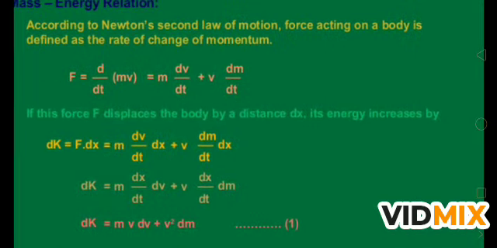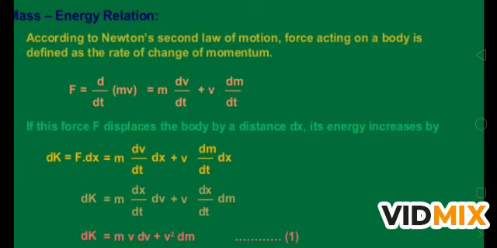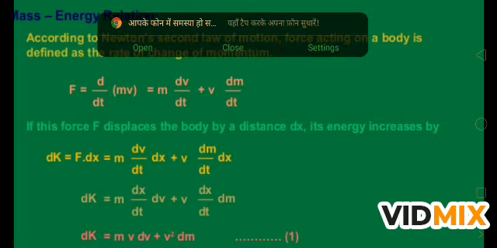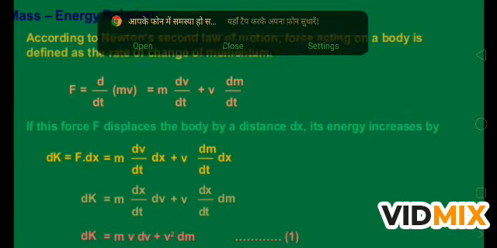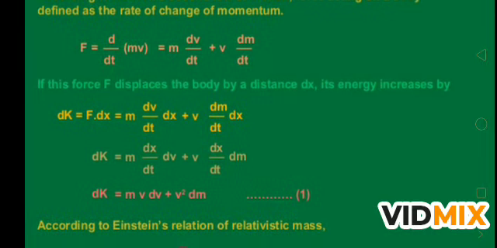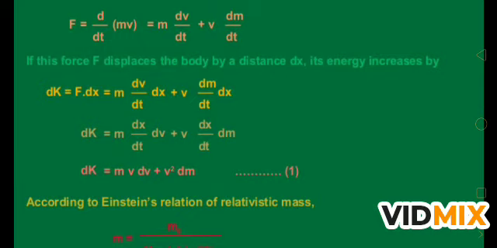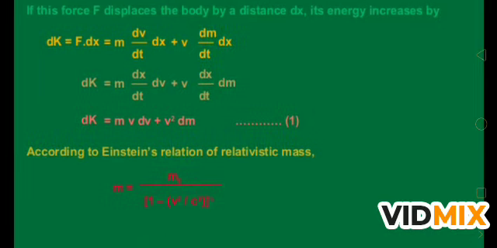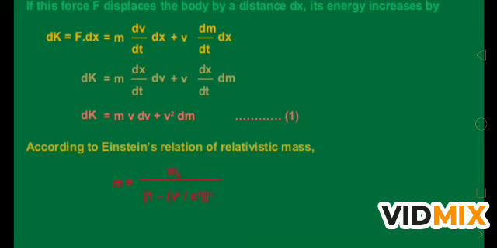Now, what is the mass energy relation? According to Newton's second law of motion, force acting on a body is defined as the rate of change of momentum. So F is equal to d by dt of mv, which you simplify to m dv by dt plus v dm by dt. If the force F displaces the body by distance dx, the energy increases, that is dK is equal to F dx, means work done. You put the value of F here, m dv by dt dx plus v dm by dt dx. Solve this relation and you will get dK is equal to mv dv plus v square dm.